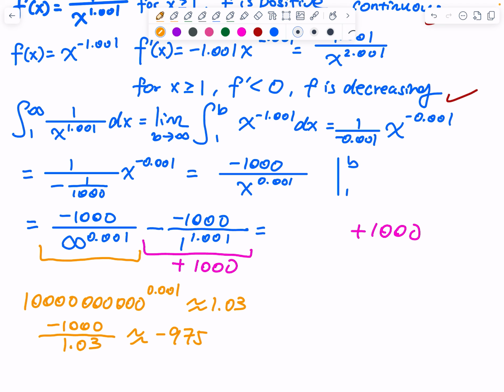So this will definitely not make an infinity. So that is approximately negative 975. And then, this one I just used an approximation, all right? So you add 1000, that equals 25. So that means we have a finite sum.